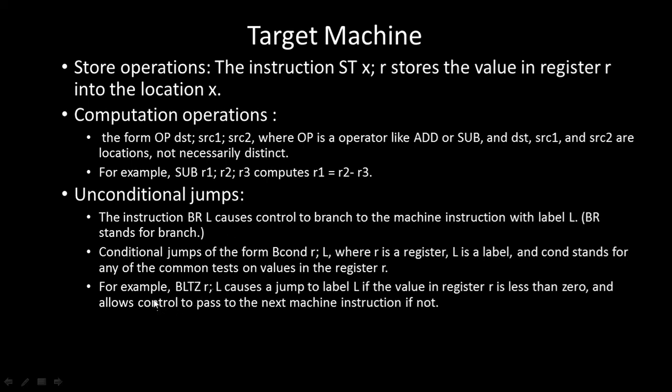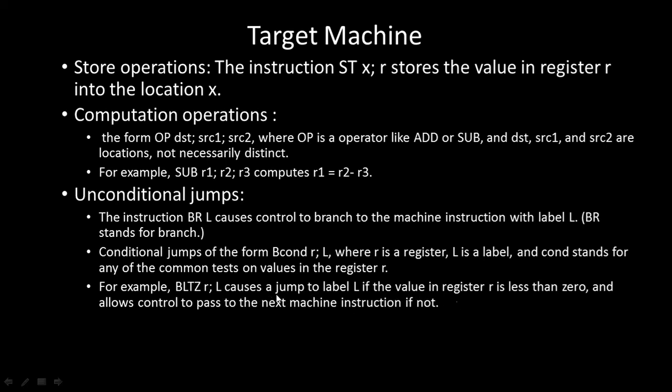Conditional jumps are of the form Bcond R comma L, where R is a register variable and cond stands for any of the common tests on the value in the register. For example, BLTZ R comma L, where LTZ means less than zero, or just a jump to label L.